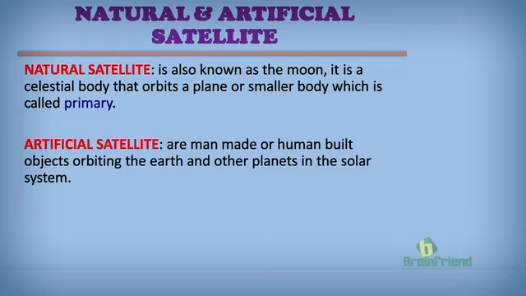What are natural satellites? Most times, if you come out in the night, particularly this period we are in, if you look up the sky, you see the moon shining. The moon is a typical example of a natural satellite. In fact, a natural satellite, known as a moon, is a celestial body that orbits a planet or smaller body, which is called the primary planet. It goes around a planet. It's a satellite. It is there.